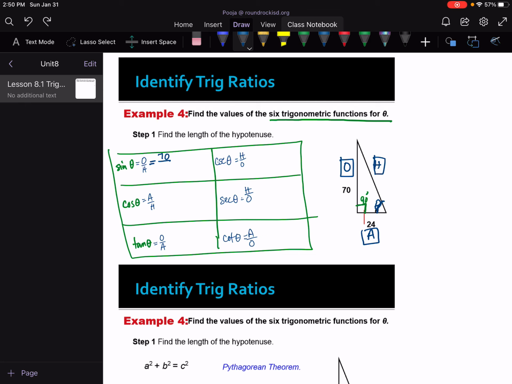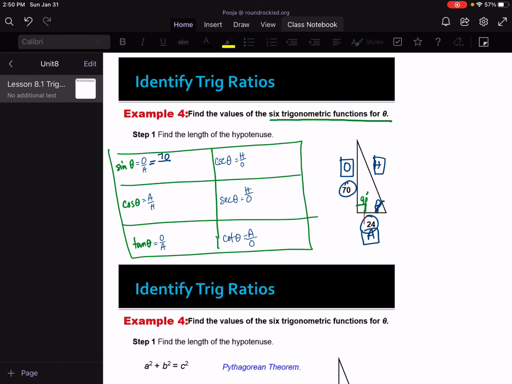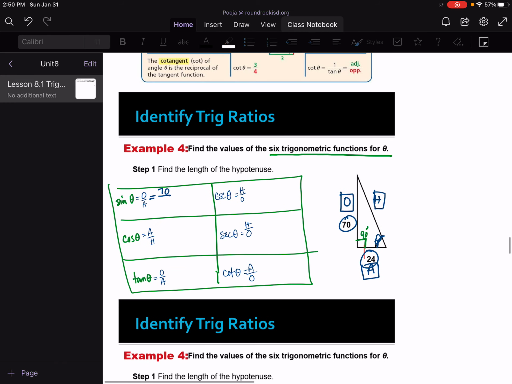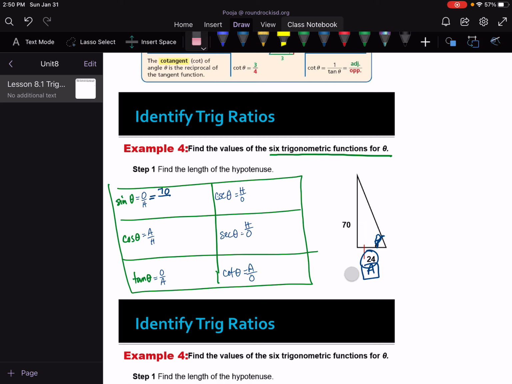So can I find hypotenuse? Well, yes, I can. You know why? Because 2 sides have already been given to me. So I can use my handy dandy Pythagorean theorem. So this is C, because that's the hypotenuse. So you can call that A, call that B. A squared plus B squared equals C squared. 70 squared plus 24 squared equals C squared.